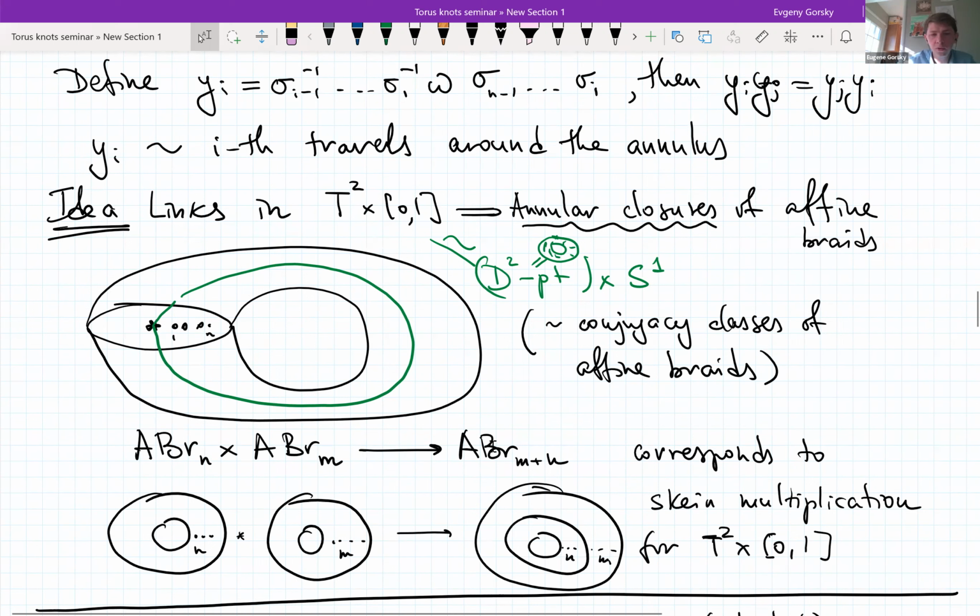But you have a homomorphism from A bar N times A bar M to A bar M plus N. And then again, if you take the annular closure of these things, you recover the skein multiplication for these particular links in the thickened torus. And so we will think, because we will do some more algebraic construction than links in the solid torus, we will just think about annular closures of affine braids, and this operation corresponding to skein multiplication. So we put one annular braid inside another.